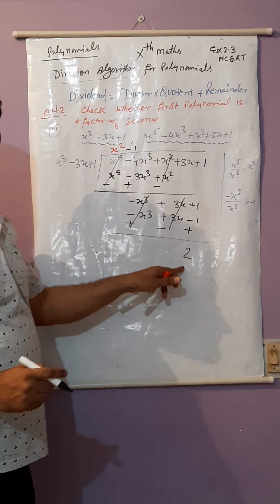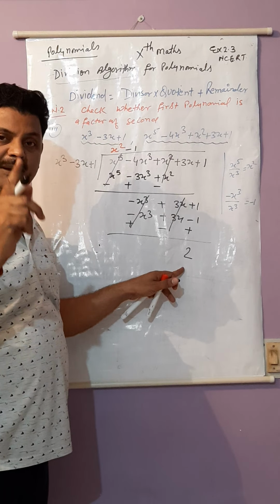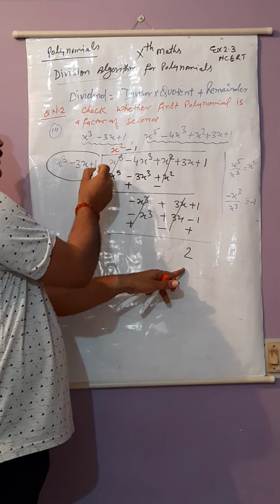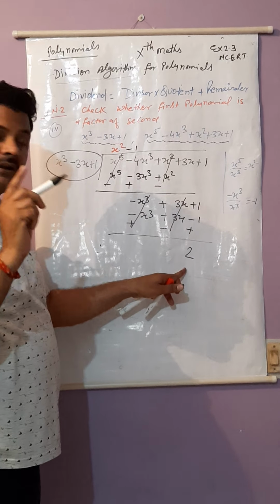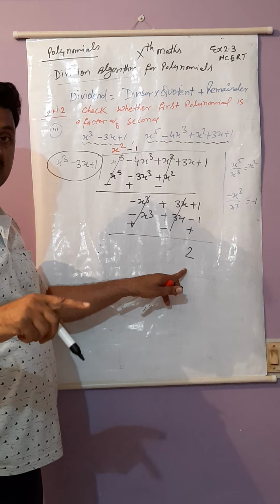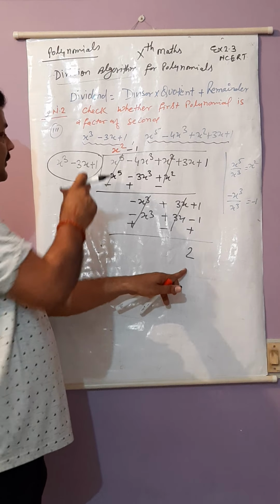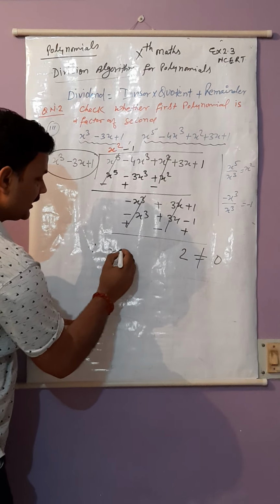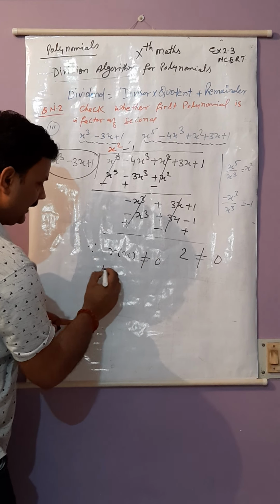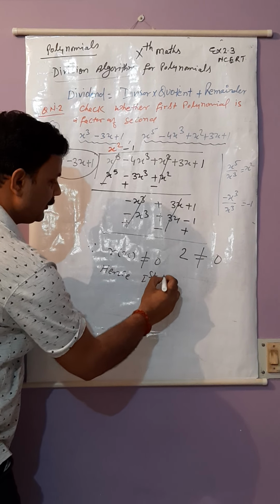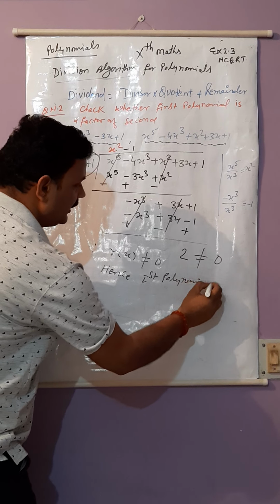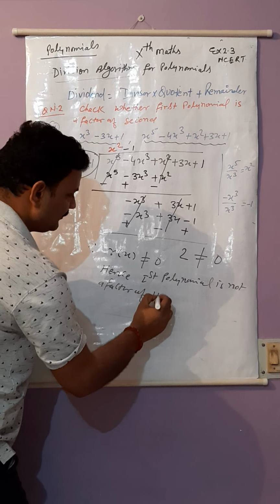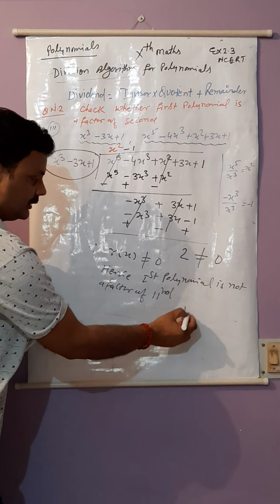Since remainder is not equal to 0, रिमाइंडर आ गया, बच गया, इसका मतलब कि पहला जो पॉलिनोमियल है वो दूसरे का फैक्टर नहीं है. अगर रिमाइंडर हमारा 0 होता, इट मीन्स व्हाट? इट मीन्स फर्स्ट इज द फैक्टर ऑफ सेकंड. सो दिस इज नॉट इक्वल टू 0. सिंस रिमाइंडर इज नॉट इक्वल टू 0, हेंस फर्स्ट पॉलिनोमियल is not a factor of second. So this is okay.